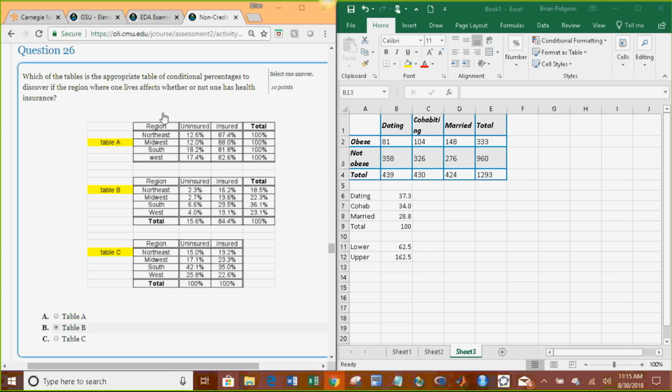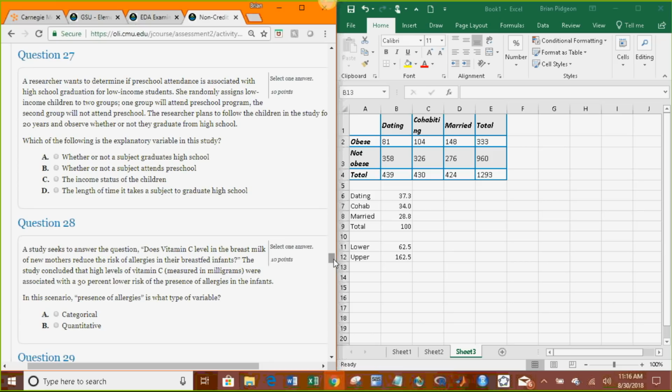So if you're looking though, you're looking to see conditional upon what region do they live in. Is there a relationship between having insurance or non-insurance? And that's what this tells you. If you think back to that row problem that we looked at before, here, that's on Excel, we can see like what percentage were dating given that they were not obese, what percentage was cohabitating given that they were not obese, and things like that. So table A gives you the row conditions of being insured, or the probability of being insured or uninsured given the region that you live in, and that will tell you whether or not the region affects insurance.